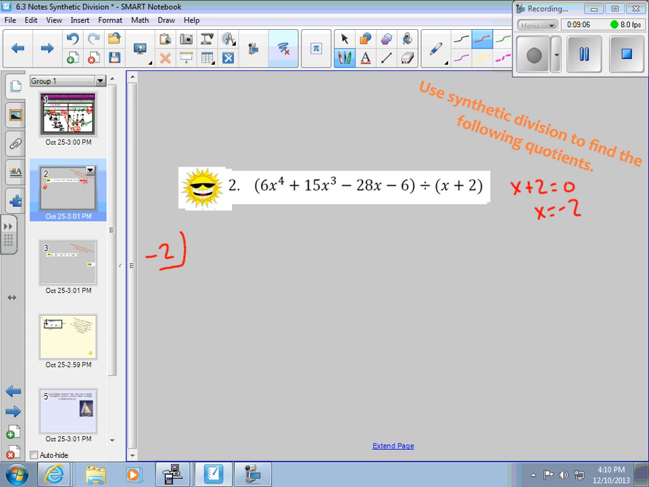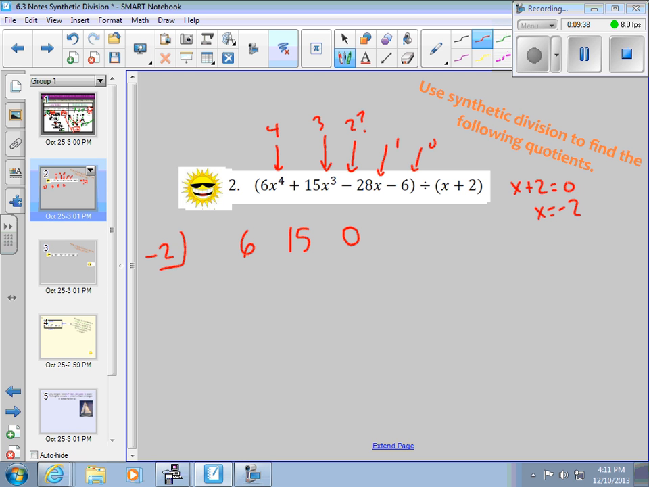Now, notice something on this one. We talked about this when we did long division 2. Look at our degrees of x here. 4, 3, 1, 0. What happened here? We're missing one, right? We don't have every power accounted for. There's no degree of 2 in here. So if you are missing a degree when you're writing your coefficients of 6, 15, we don't have a power of 2 listed in our polynomial, you need to put a 0.